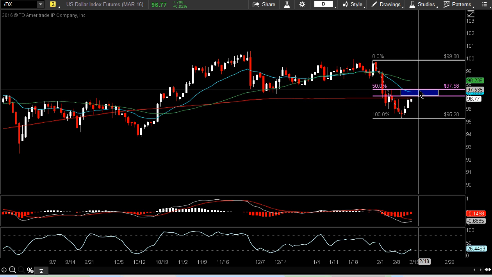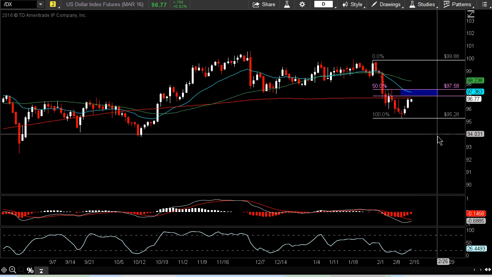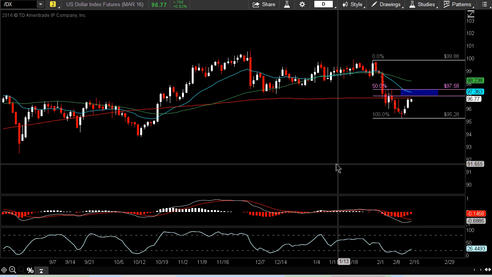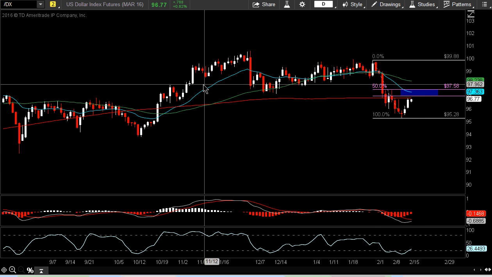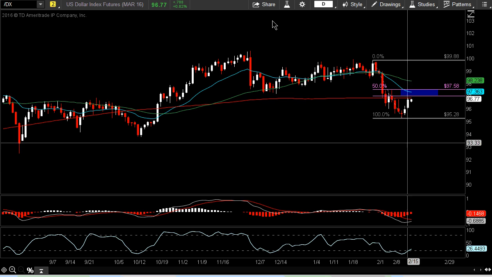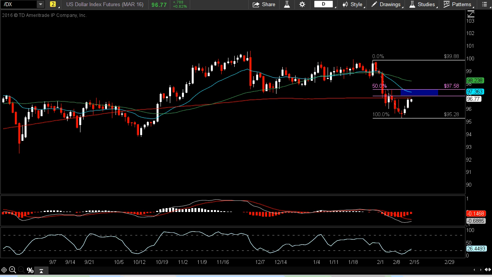Okay, so right now, essentially, I'm looking for the dollar to make a little bit of a pop and come to this 97.58, then maybe pull back again and see the dollar retreat as the Fed's talk about an interest rate hike in March diminishes. Okay, then the dollar will start coming back down.